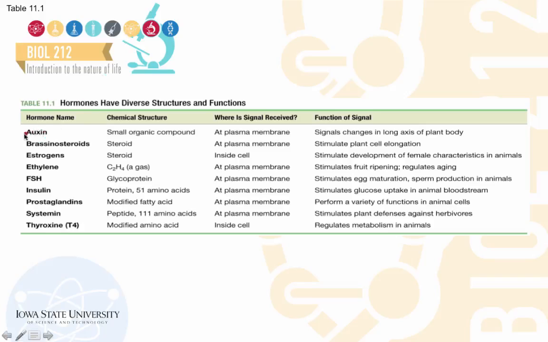Some examples of hormones are included in this table. We've got some plant hormones that include auxin, brassinosteroids, ethylene, and cytokinin. These hormones mainly affect plant growth and development. Examples of animal hormones include estrogens that play a very vital role in development in animals, FSH, which, like estrogens, is involved in the reproductive cycle in animals, and then there's insulin, which regulates glucose levels in the body, prostaglandins that serve multiple different functions, and thyroxine, which regulates metabolism in animals.